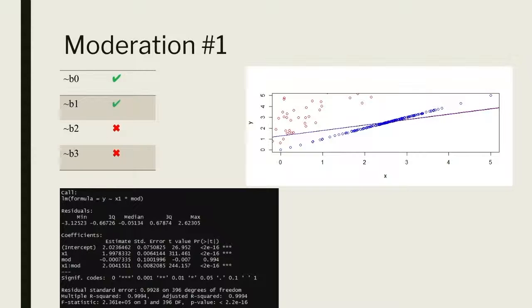So let's take a look at a couple of these moderation models. To start out, we're going to look at this first one, and I used x1, a moderator, and the interaction between the two to predict y. In this first model, we can see in the code below that x1 is going to be a significant predictor of y. The moderator is not going to be a significant predictor of y. And the interaction between the predictor and the moderator is going to be a significant predictor of y.